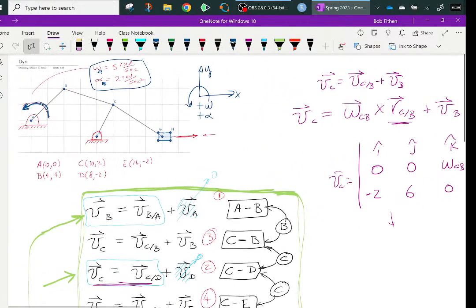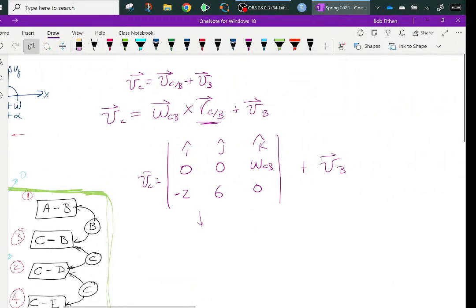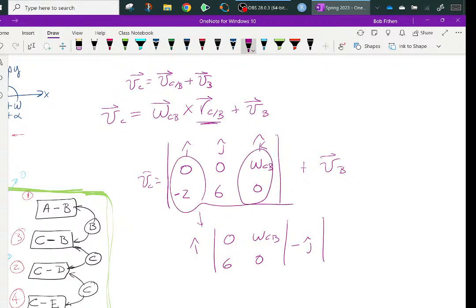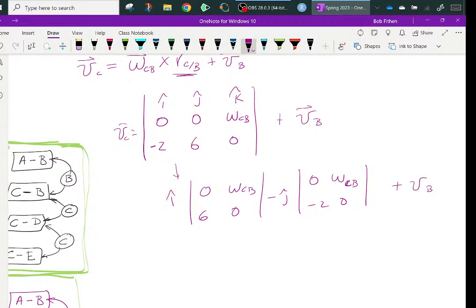You know, I didn't do one thing I should have done. And I'll do it on this one, because this one's more appropriate to think that way. Okay, so I'm going to do the multiplications. Take that, put it down here. 0 omega CB, 6, 0 minus J. And what I'll do is take this matrix, or 0 omega CB minus 2, 0. And I'll go ahead and say VB and VC.